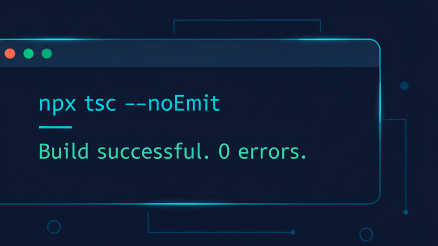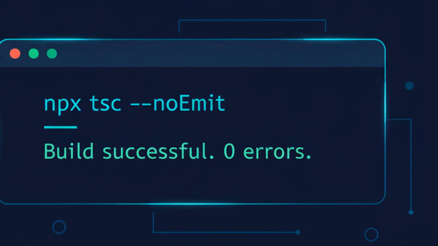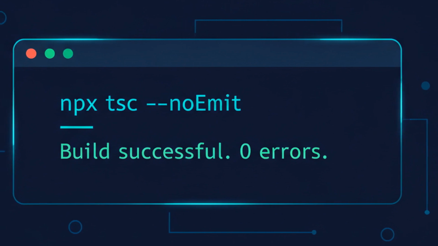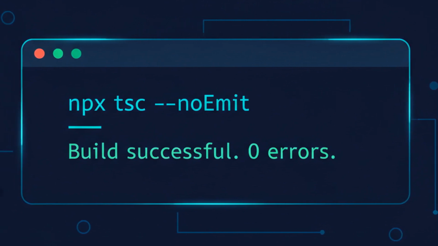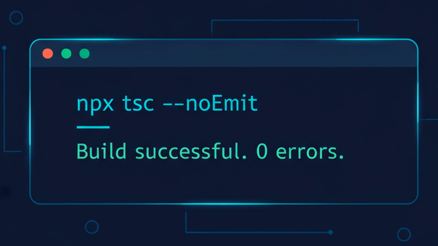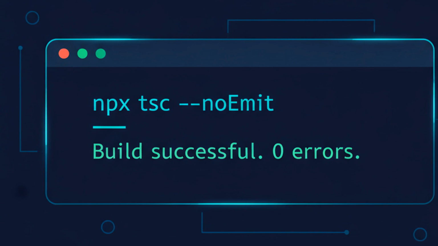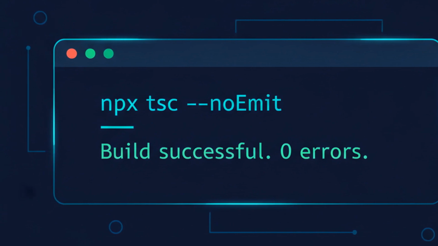Finally, prove it all compiles. Running the TypeScript compiler in no emit mode checks every import and export resolves correctly without producing files. A clean run means your module graph is sound. No missing paths, no broken aliases, no accidental circular types. Wire this into your continuous integration and you'll catch organization mistakes before they ever reach production.